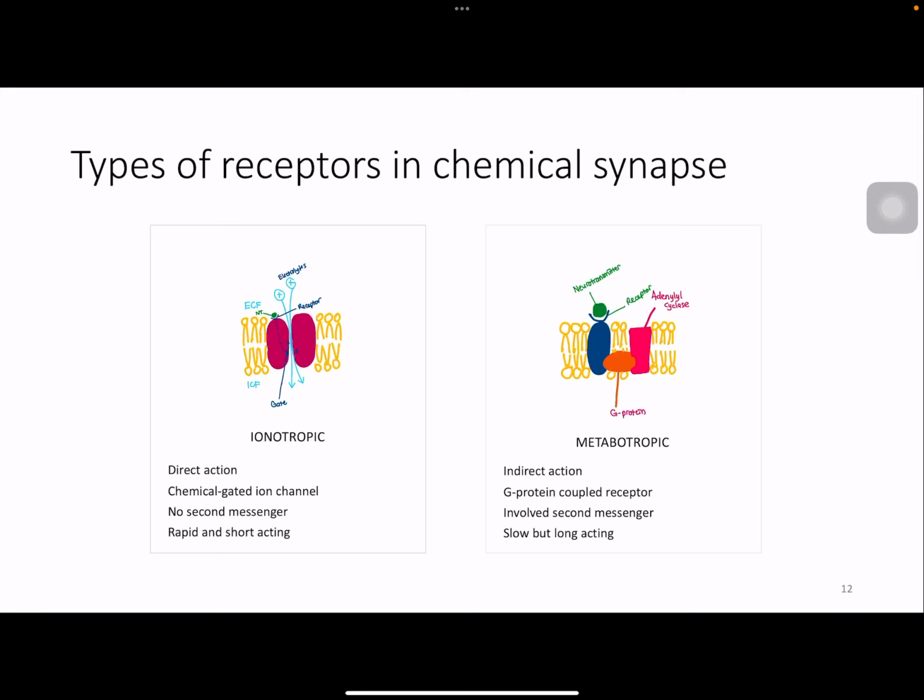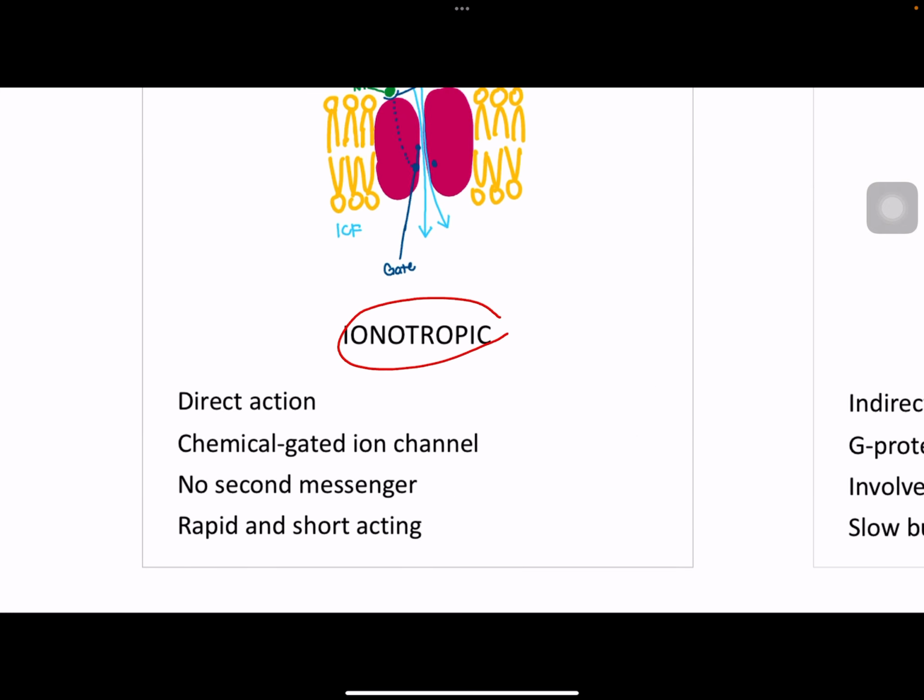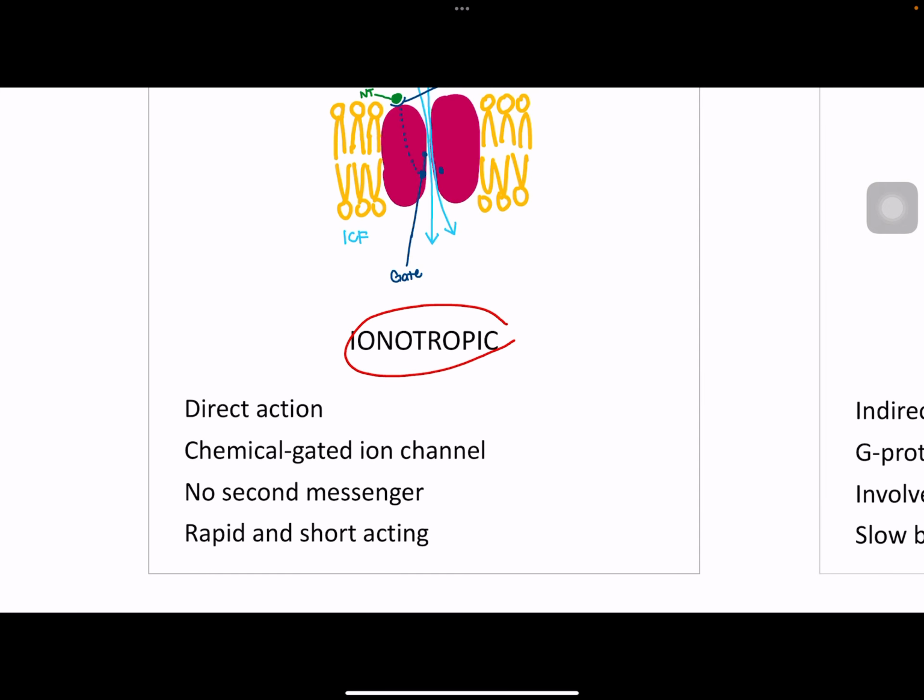Remember when I mentioned how the neurotransmitter's effect can also be affected by the types of receptors? The receptors on the postsynaptic neuron can be either ionotropic or metabotropic. As the name suggests, let's look at the ionotropic first. The ionotropic receptor means that the receptor itself is also an ion channel.